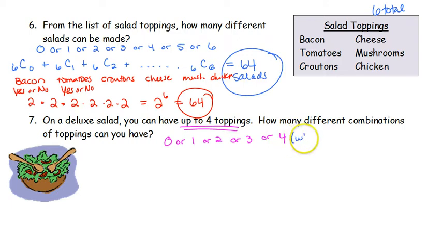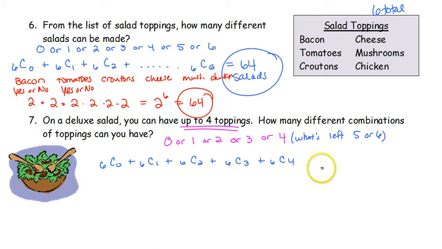So what's left? It's either 5 or 6. Those are the only 2 options that we're not taking into consideration. So we can do this of choosing 0, choosing 1, choosing 2, choosing 3, or choosing 4. And when we enter all of that into our calculator, we get 57 different salads.